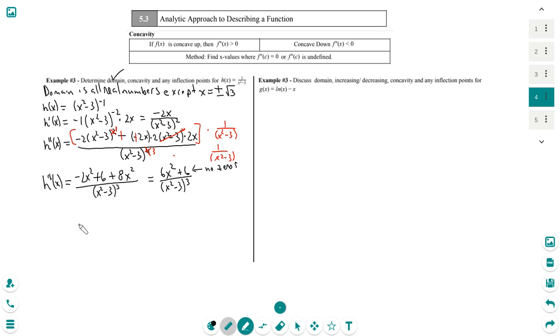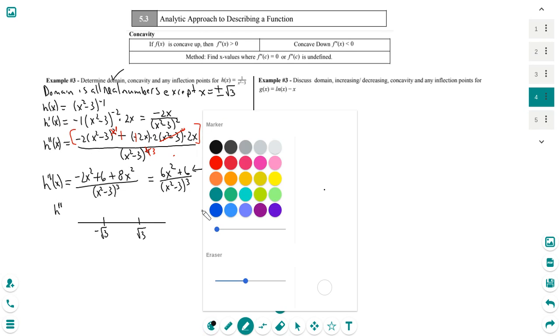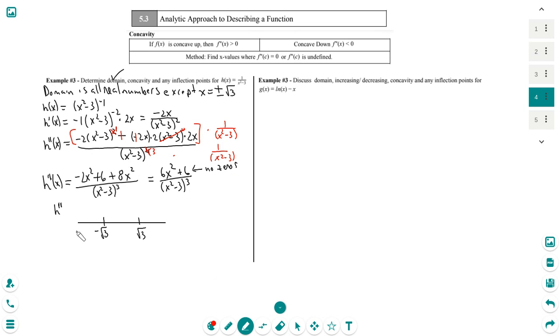So I am going to make a number line test. And we're testing h prime, right? So we're going to look at h double prime. And we're testing around those two roots. So I have negative square root of 3, and I have positive square root of 3. And I want to see how concavity changes around those two values. So I'm going to test a few values. I'm going to pick some numbers in between.